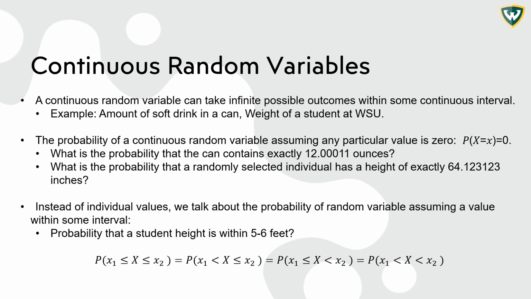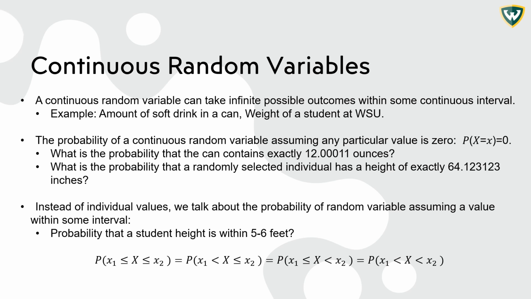For example, rather than asking for the probability that a student's height is exactly 64.123123 inches, we might ask about the probability that a student's height falls between 5 and 6 feet. The probability is then calculated for the entire range of values that fall within the interval, rather than for any one specific number. In summary, for continuous random variables, we rarely ask about the probability of a single value occurring.